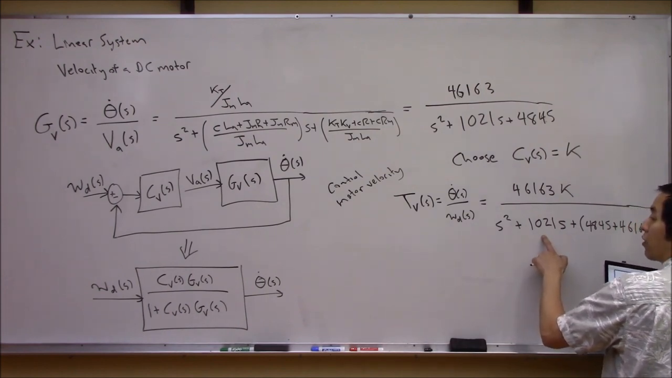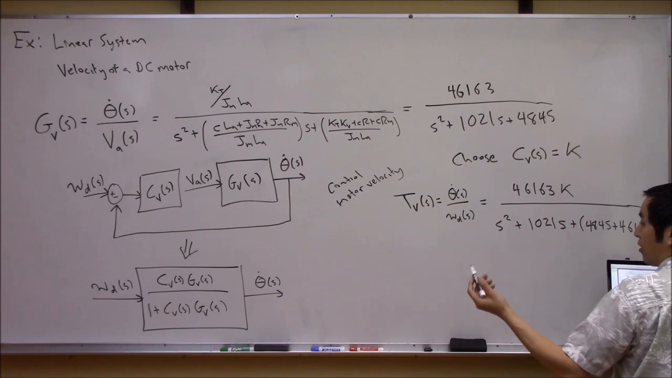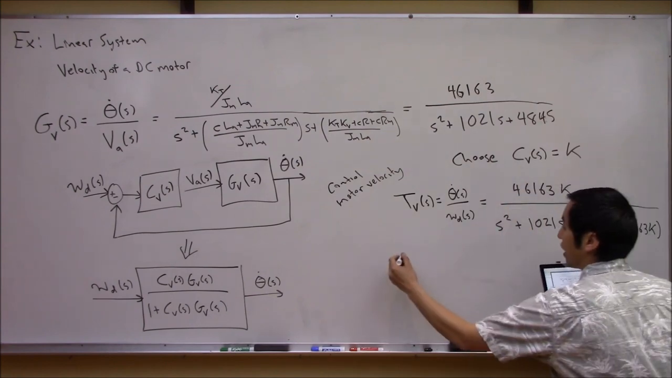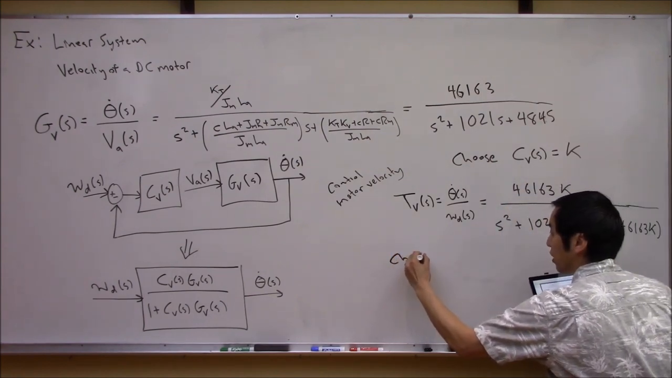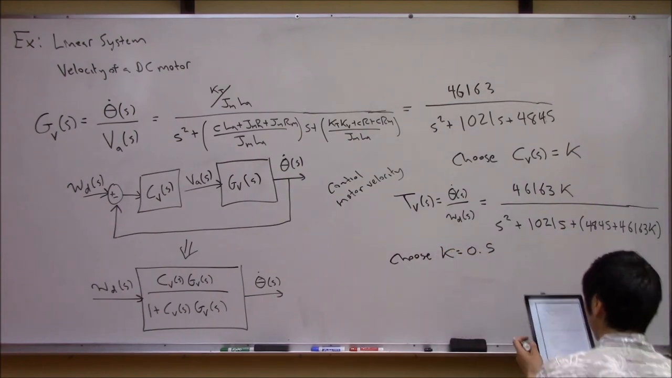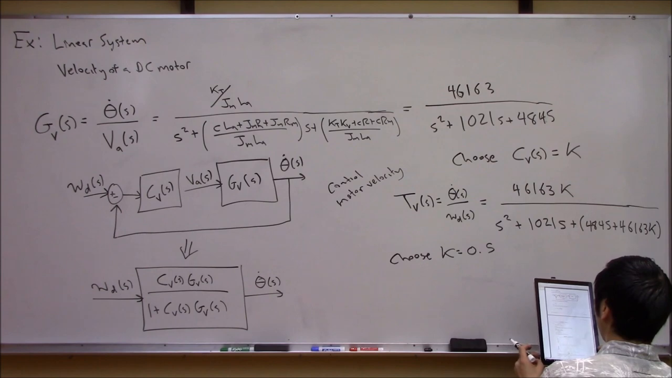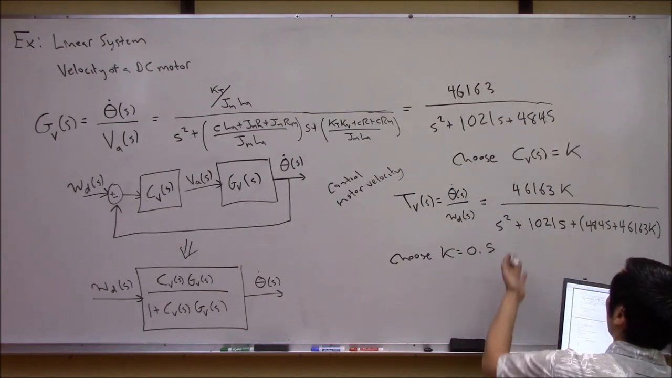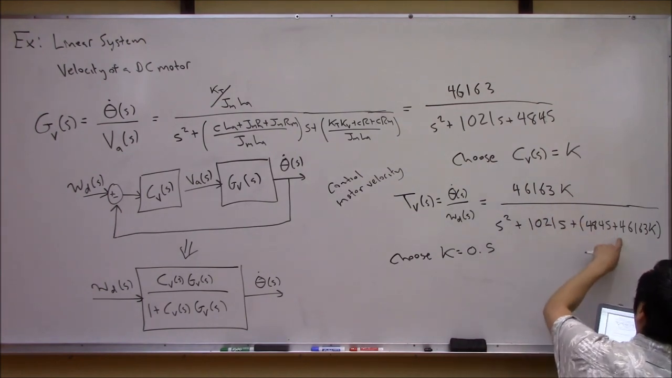This is the Bode plot of the closed loop system here. So let's start off with some value of K. How about we choose K of a half, 0.5, right? Okay, and if that's the case, you can just plug in a half for K everywhere.